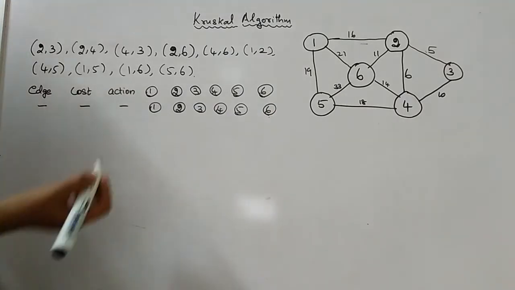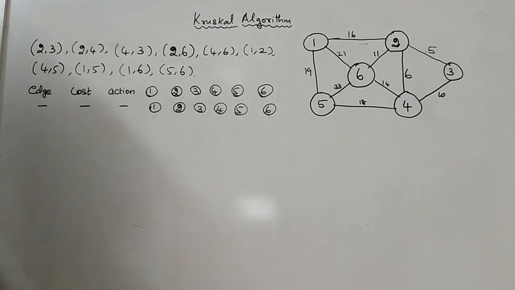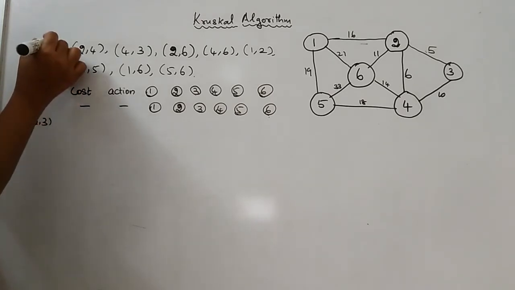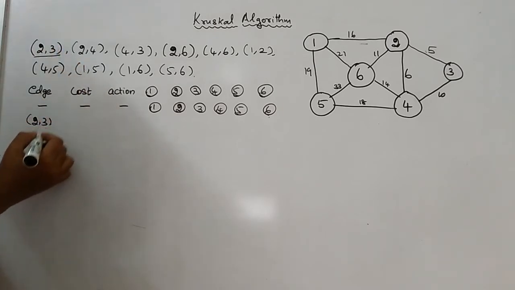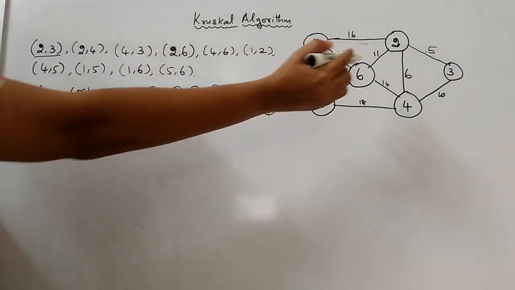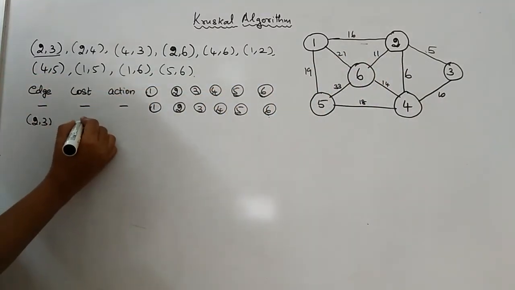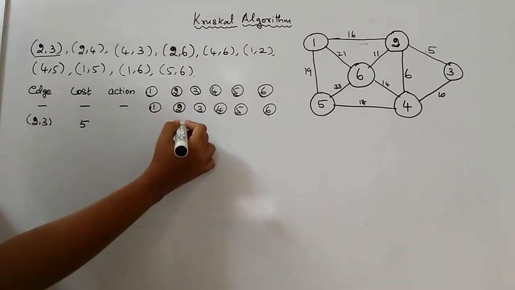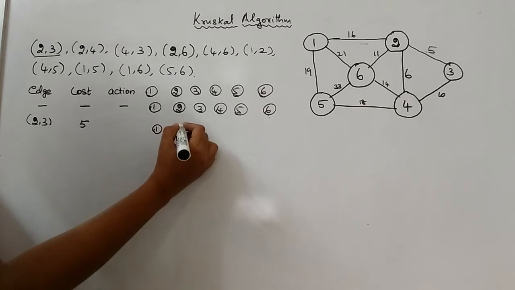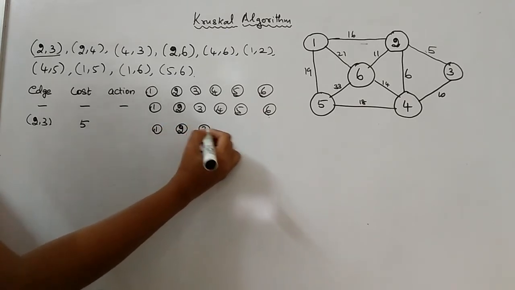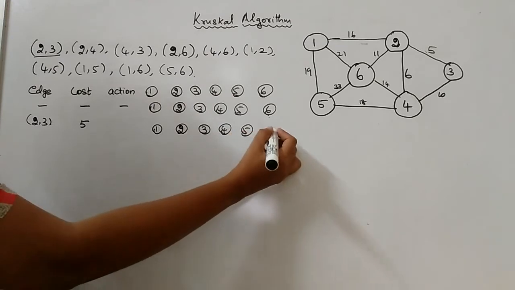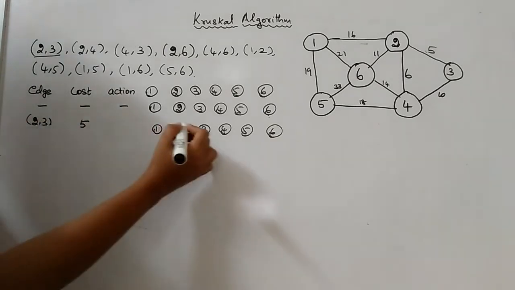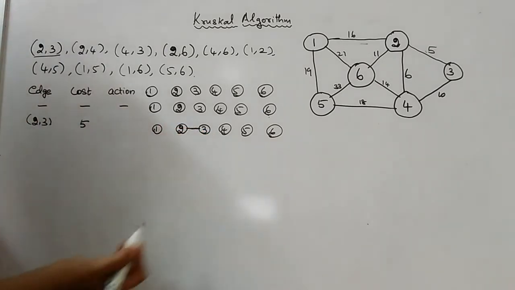Then first I'm going to select the edge. What's the first one? First one here is 2 comma 3. So I'm writing 2 comma 3. The corresponding weight is 5. Then I have to write all these edges here as they are, and draw a line between vertex 2 and 3, and I can accept this one.